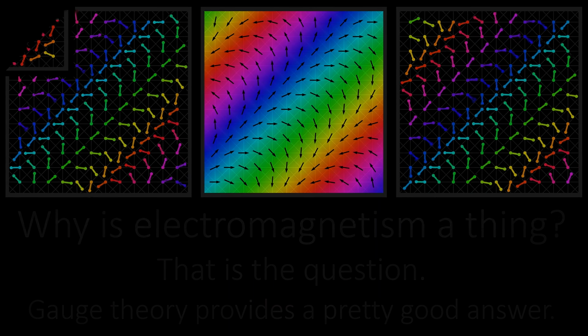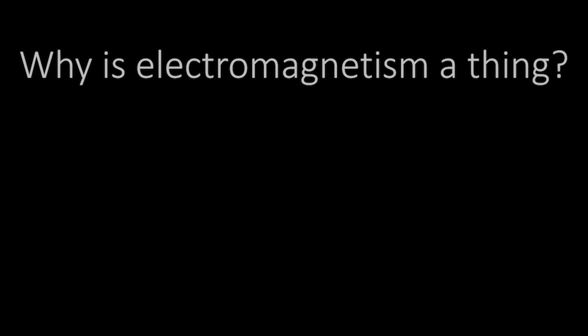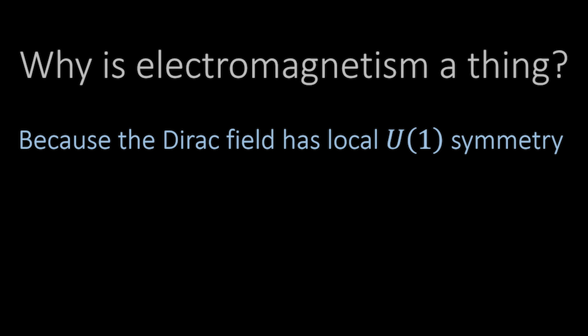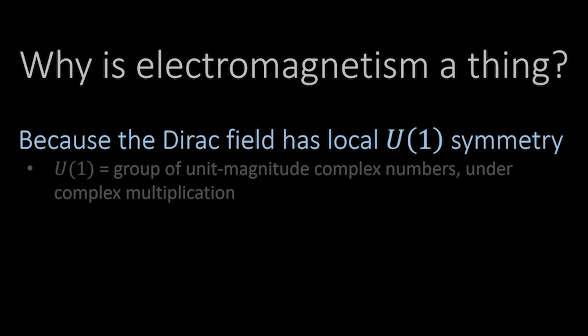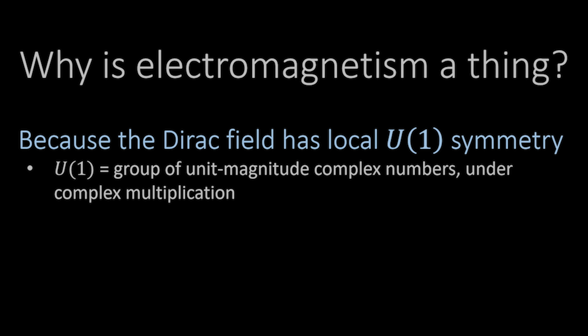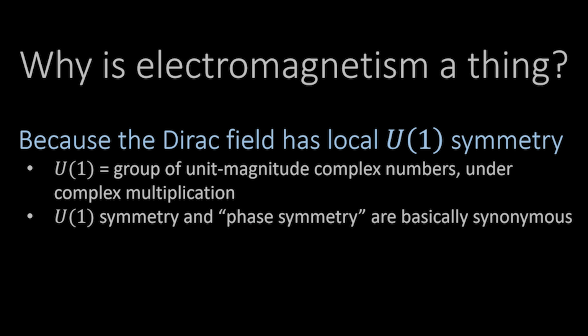Now, the answer is simple enough to state. Why is electromagnetism a thing? The answer is because the Dirac field has local U(1) phase symmetry. Simple as that, right? And it is simple as that. Once you learn the math, once you learn the physics, you see it really is as simple as that.